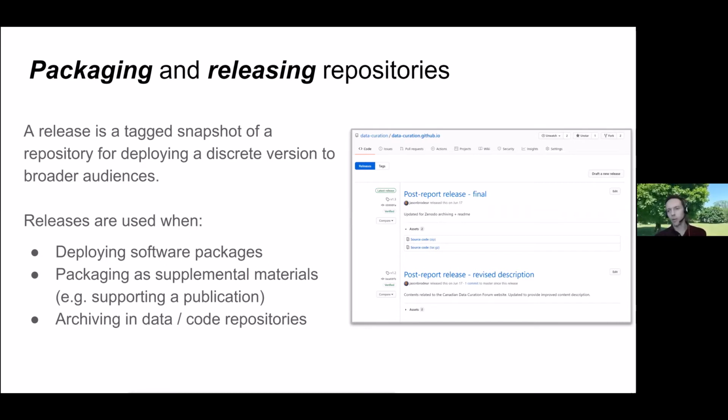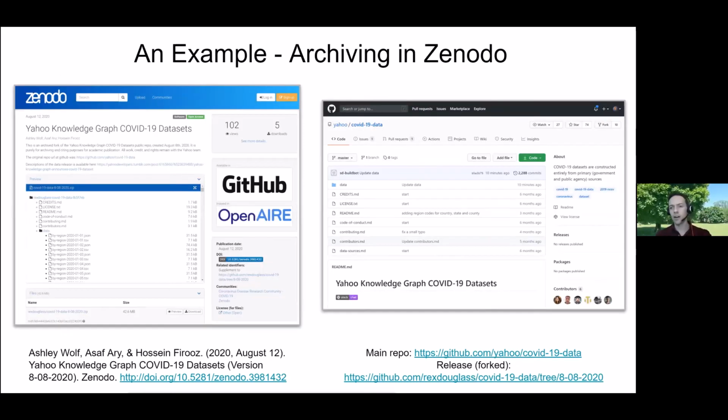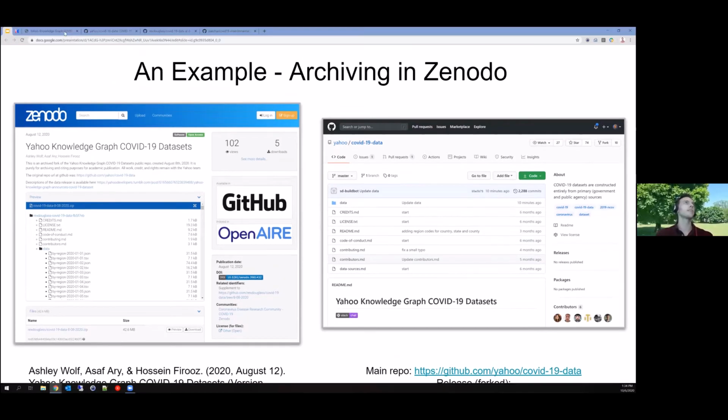You want to bring a repository in GitHub into another data or code repository and archive it and preserve it. You don't want to do that with a dynamic object. You want to have a static object that you can bring in. So here's an example of archiving in Zenodo, and maybe let's see if I can minimize full screen here for a second and just show what this looks like.